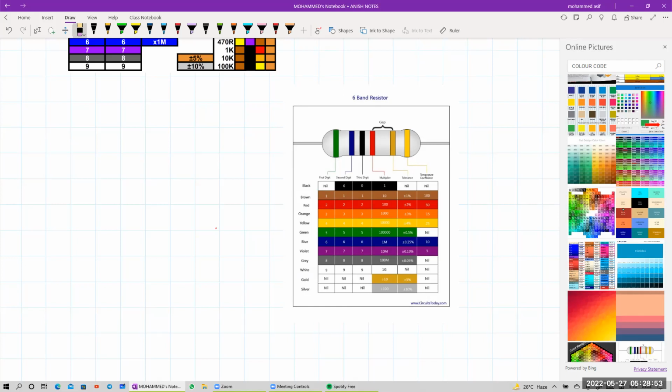Like say brown, it is 1. Second digit is also 1. Third digit is also 1. Multiplier is how much? 10. And tolerance is how much? Plus or minus 1%.